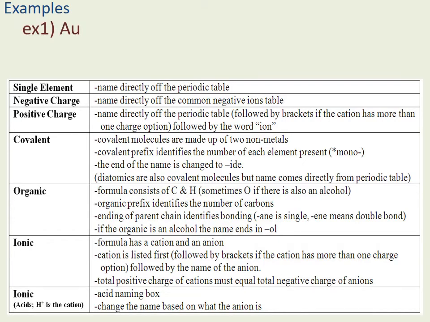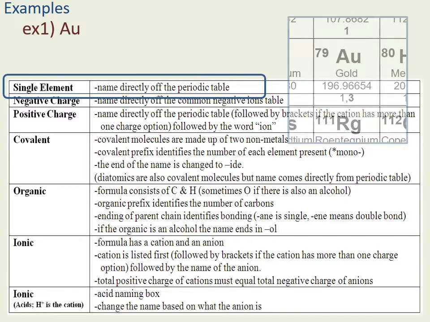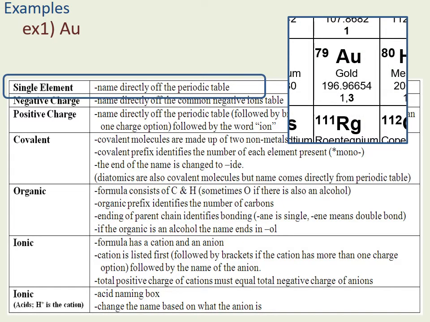Example 1, Au. We have a single element, so we take the name directly off the periodic table. So I look for Au on the periodic table. I find that it is number 79. I take the name directly off that periodic table, so Au is called gold.